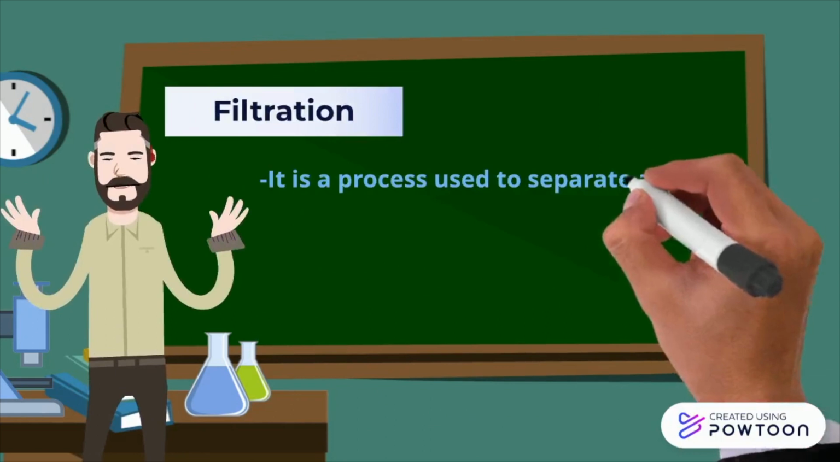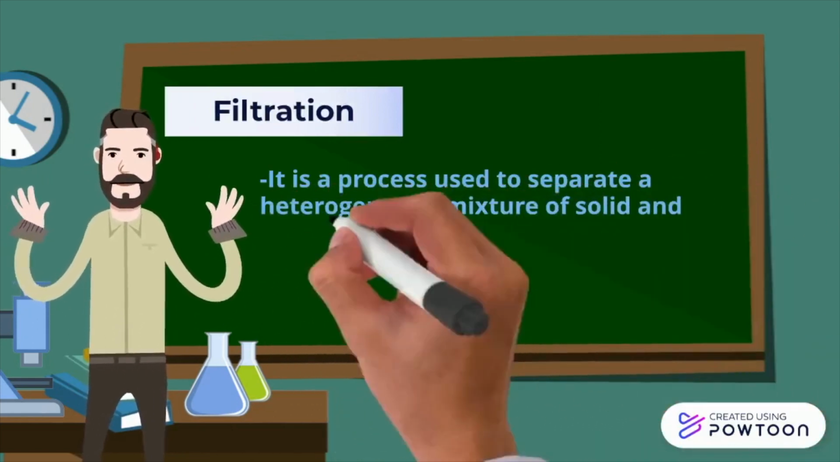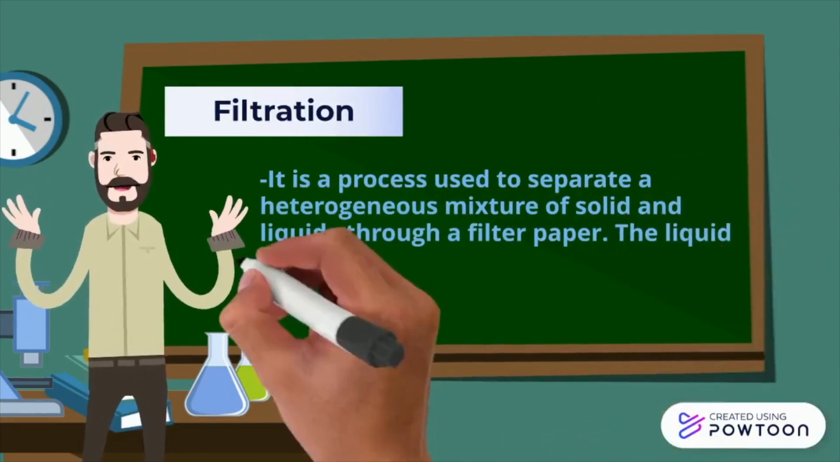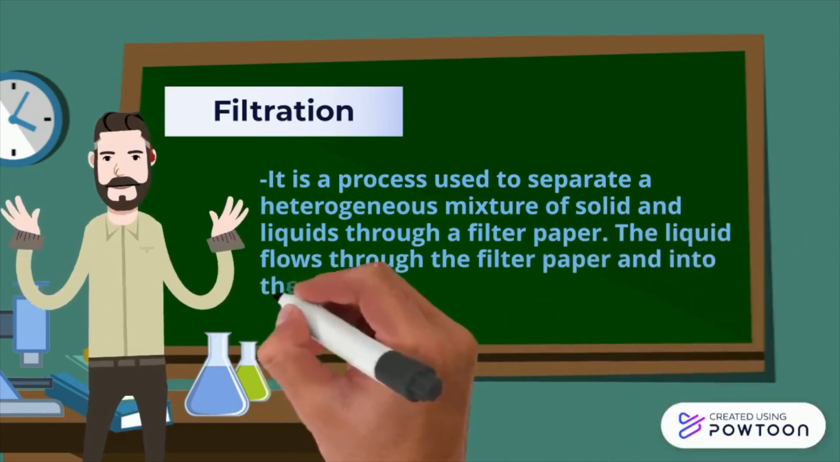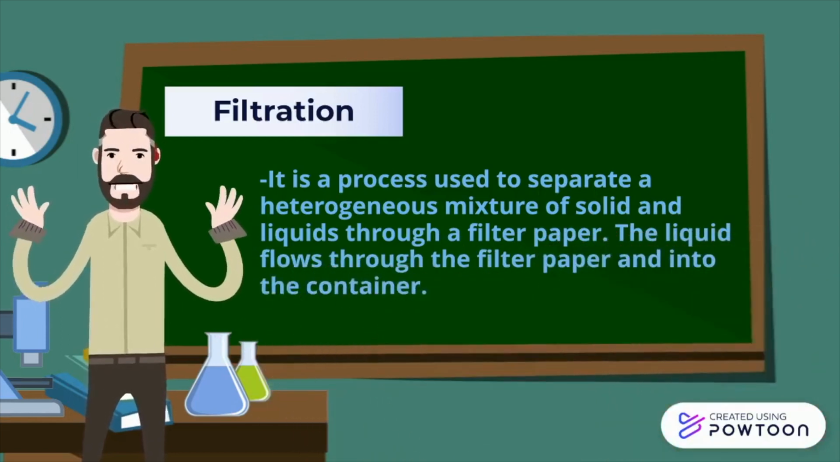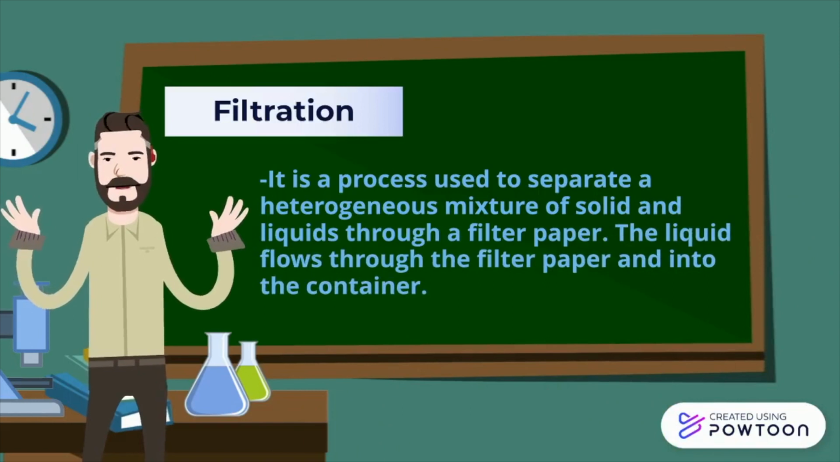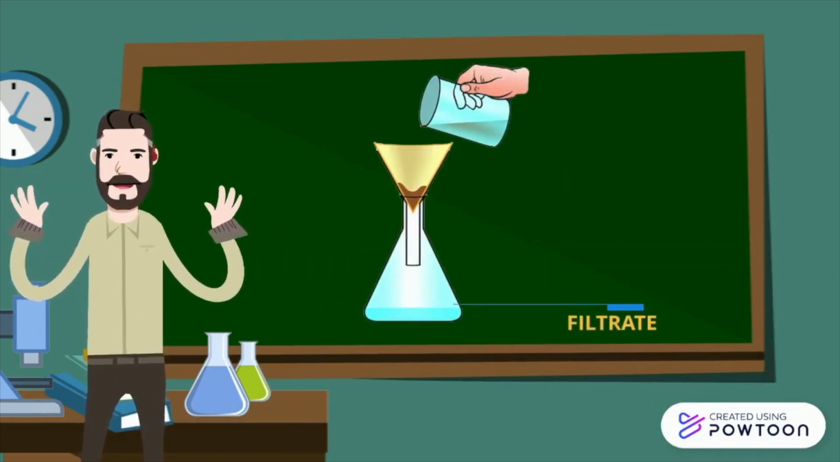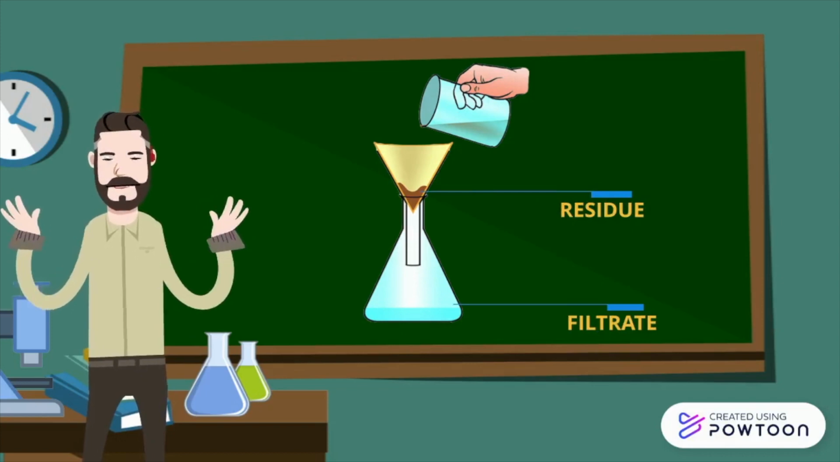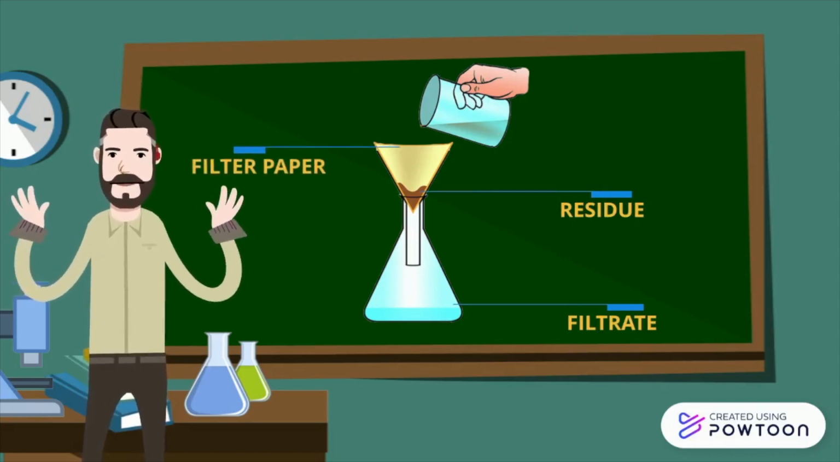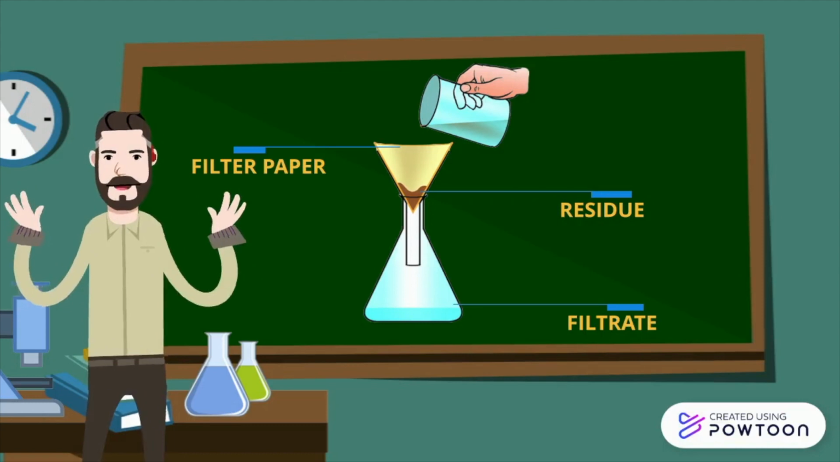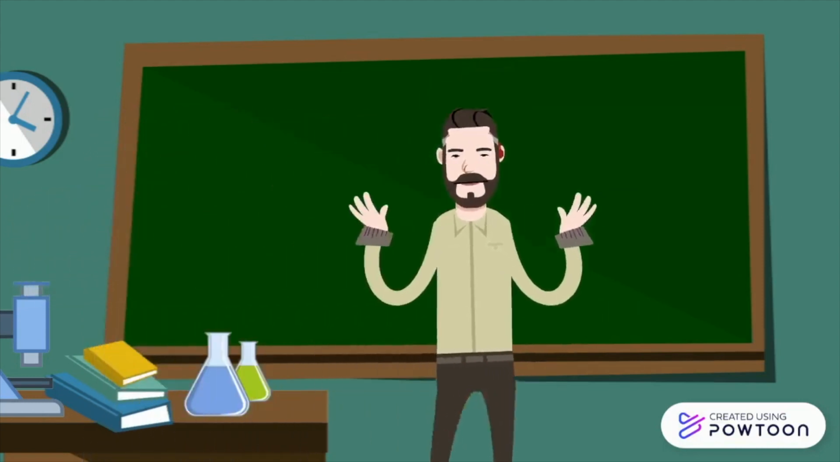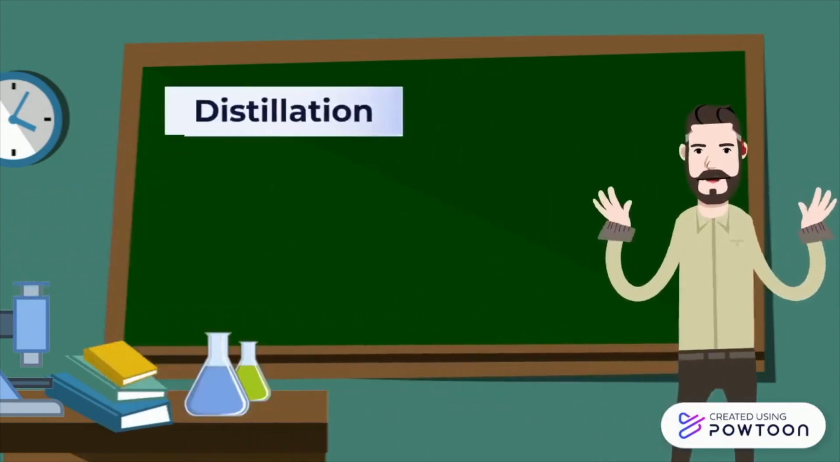Filtration is a process used to separate heterogeneous mixture of solid and liquids through a filter paper. The liquid flows through the filter paper and into the container. The liquid in the container is called filtrate. The solid that remains in the filter paper is called the residue, and the residue can be dried by separating it on the filter paper and allowing liquid to evaporate.